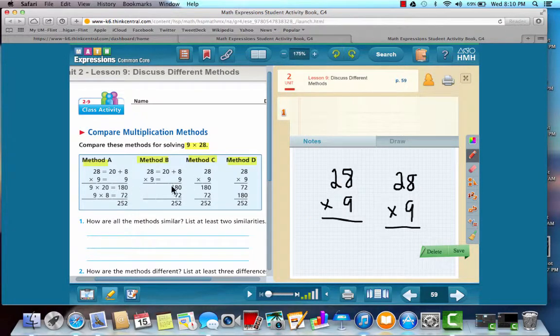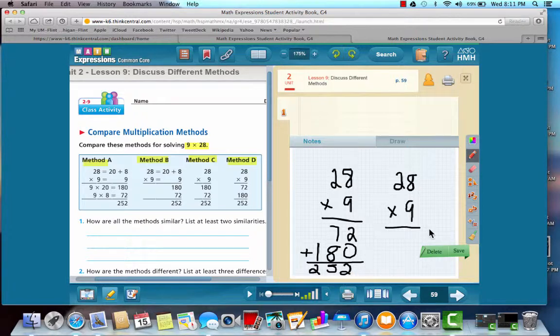But instead of using expanded form, I'm going to look at this method D here, and I'm going to say 9 times 8 is 72, and 9 times 2 is not actually 9 times 2, it's actually 9 times 20. And remember, when you do that, you're going to put 180, and then when you add those together, with the two partial products, you should get the same end product of 252.